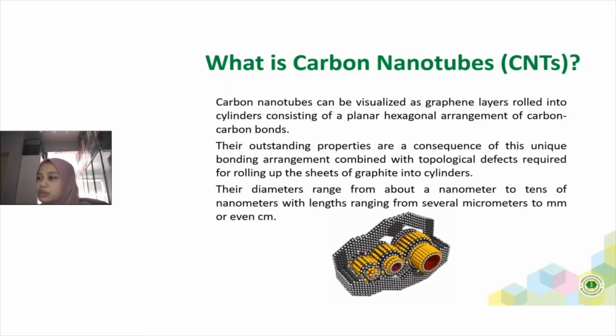During growth, depending on the synthesis method, whether chemical vapor deposition, arc discharge, or laser ablation, they can assemble either in concentric tubes, which are multi-wall nanotubes, or in a single, individual structure, which is single-wall nanotubes. Their diameter ranges from a nanometer to tens of nanometers, which is the width of the tubes, and the length can grow from several micrometers to even a few centimeters.